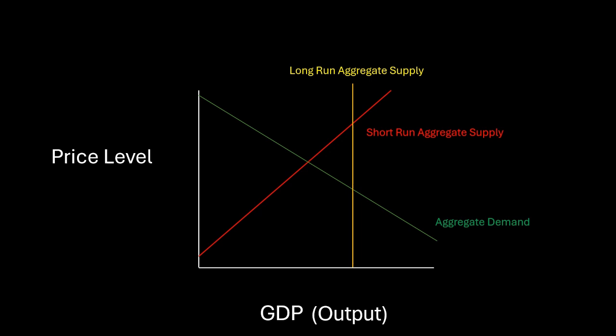Now, if you graph the aggregate demand and short-run aggregate supply curves of a nation's economy, you're going to find that the equilibrium point, the x-coordinate, is going to equate to the GDP, and we also call GDP output because it measures the output of an economy, and the y-coordinate will be the overall price level of goods and services. Now, you've probably also noticed a line called long-run aggregate supply.